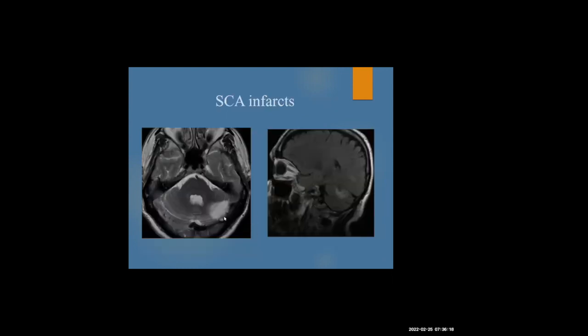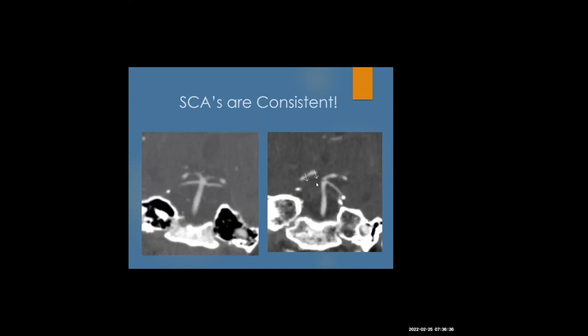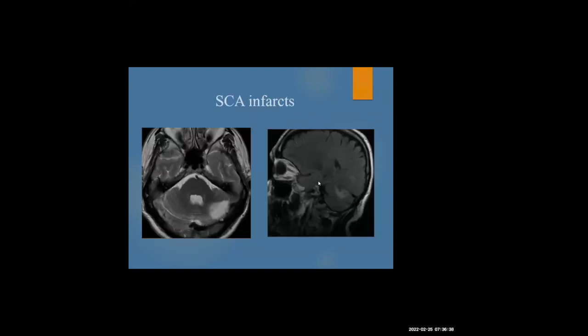And this is the characteristic location of a stroke that involves the superior cerebellar artery vascular territory. So why? First, it abuts the tentorial surface of the cerebellum. It's located above the horizontal fissure, the upper half of the superior cerebellum. So when you look at your vascular study, you're looking at your superior cerebellar arteries very closely to see if there's an occlusion within it. So, characteristic SCA infarct.